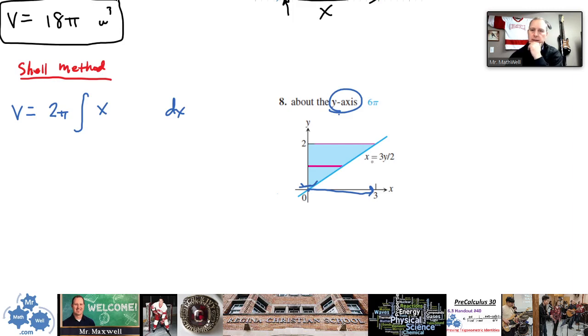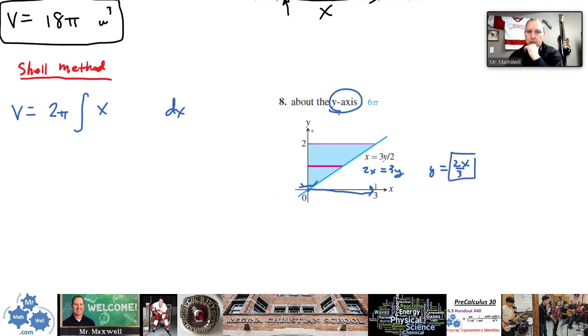Guess what, guys? For the disk method, this is great. We don't want this for the shell method. We need y equals, okay? So let's just do this. 2x equals 3y. Y equals 2x over 3, or 2/3 x. Okay? So we need to get y by itself because I need this as part of the height.